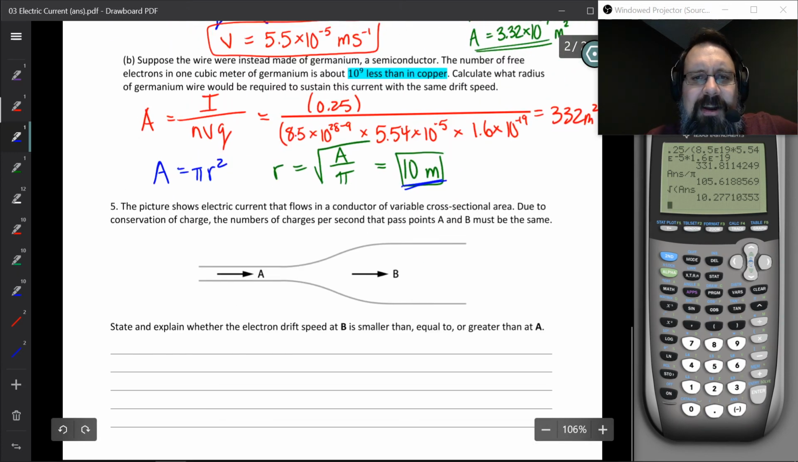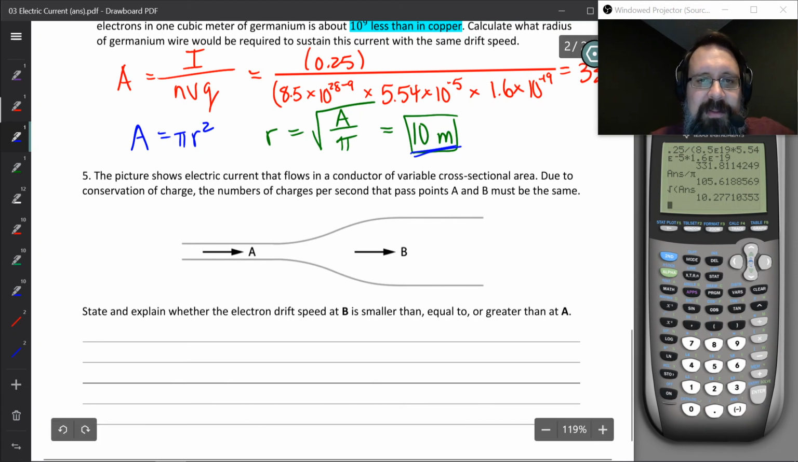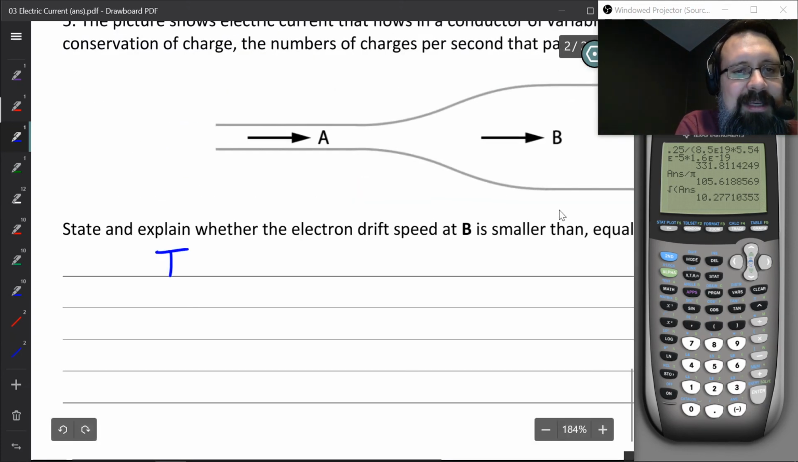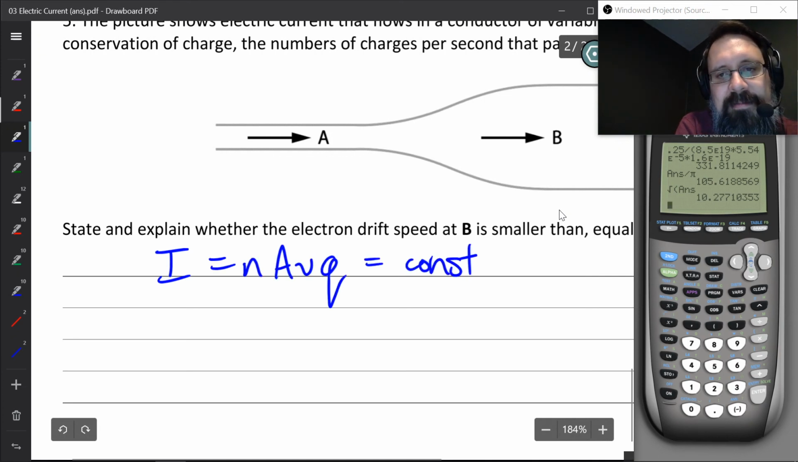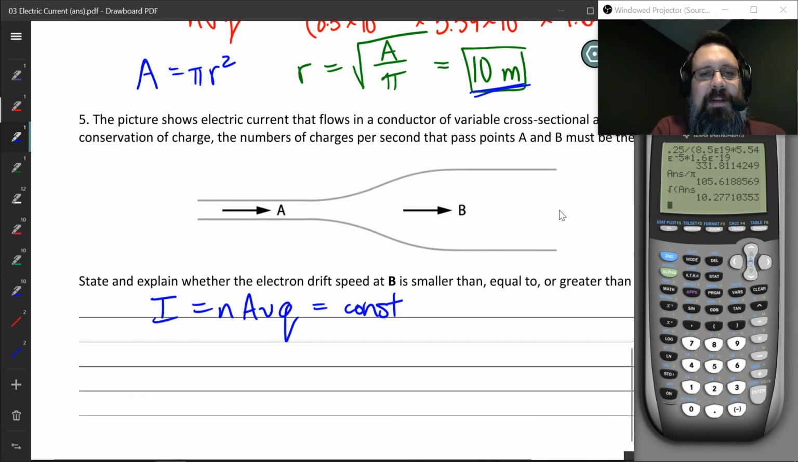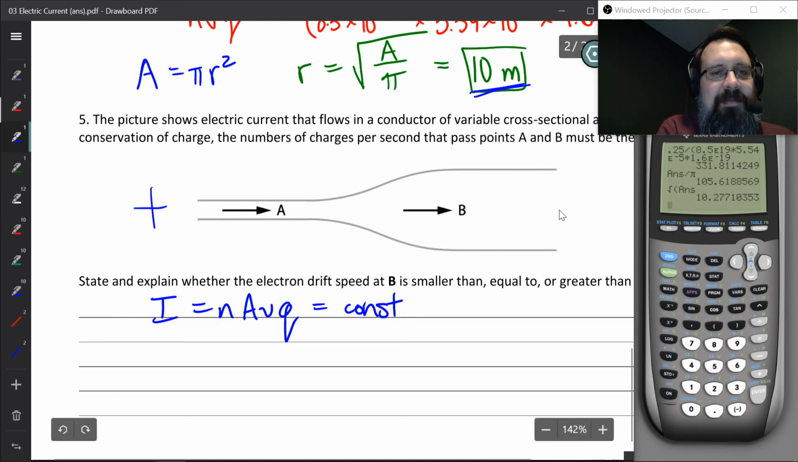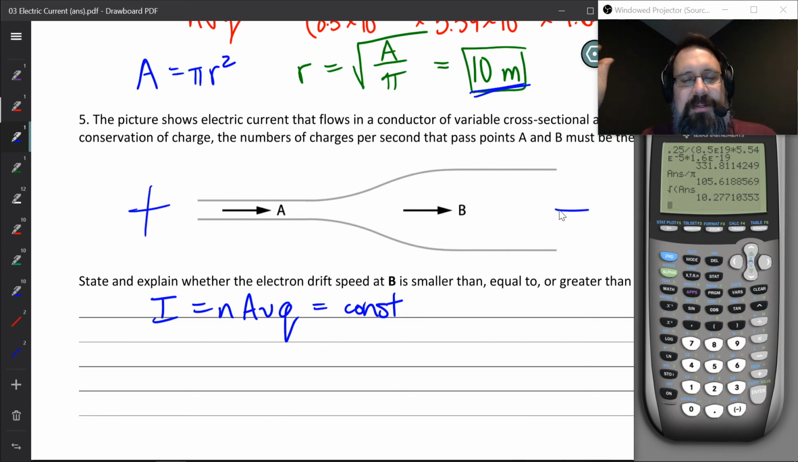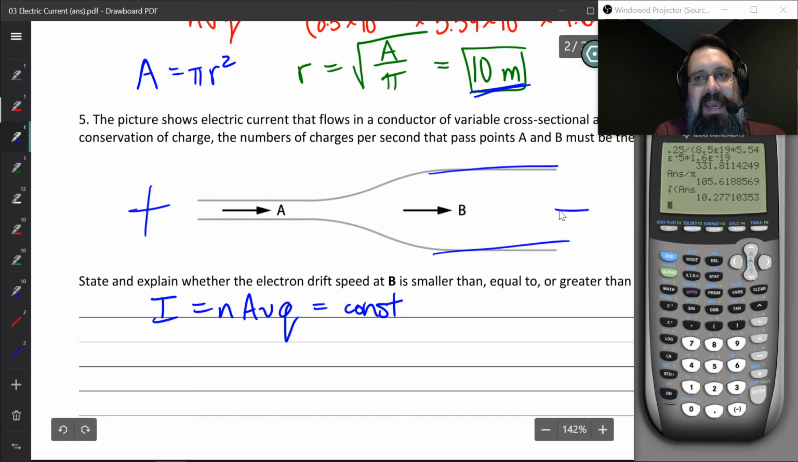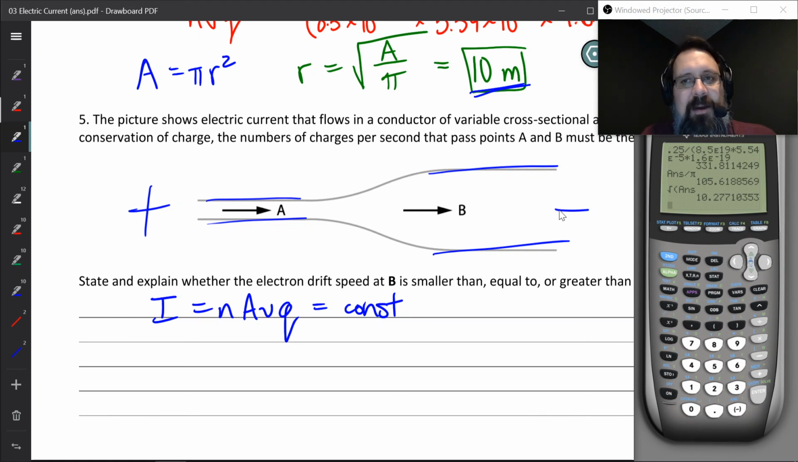All right, the last question here is just something for you guys to solve on your own. I'm going to give you one fewer question on the other page. I want you to do this on your own, but I'll set it up for you. So I equals nAvQ, which is going to be constant. That's the current in a wire. If I've got a potential difference, which is what we'll study next time, a positive charge here and a negative charge there, like I connected this wire across a battery, and in one spot the wire is big and in another spot the wire is small, what I want to know is how does the drift speed at A compare to at B?